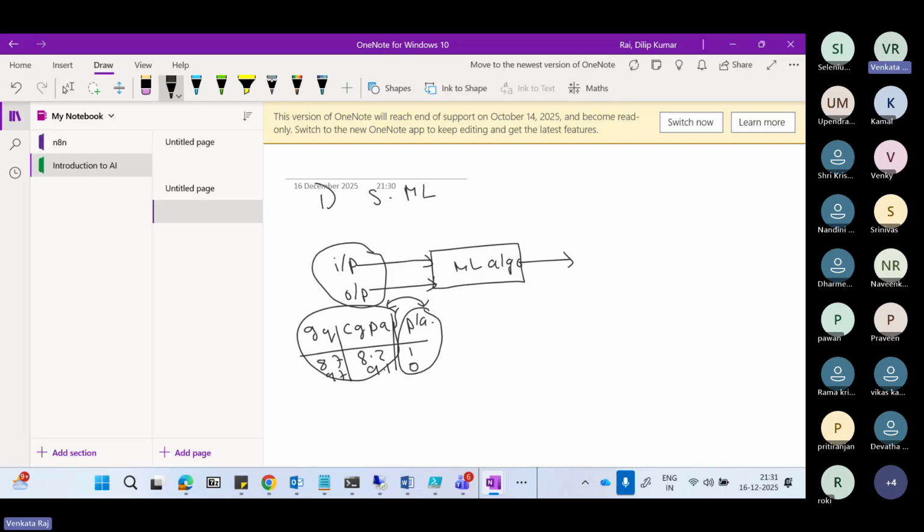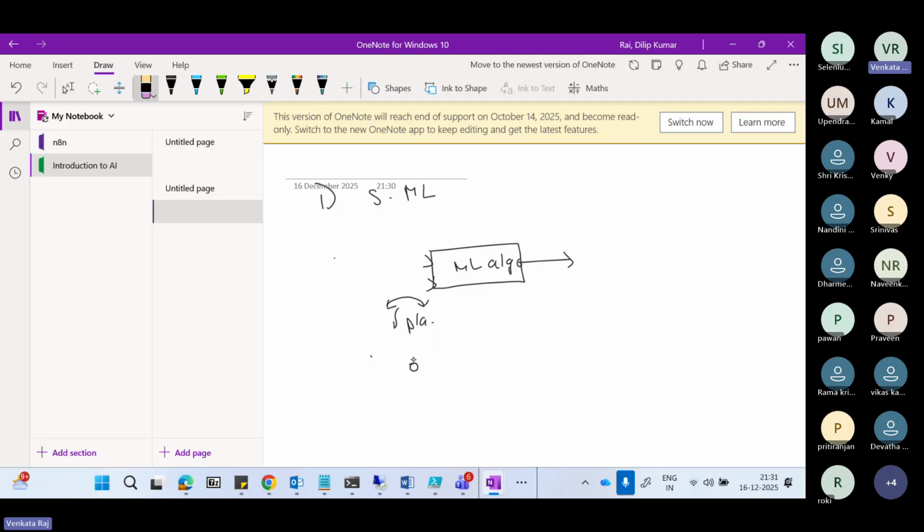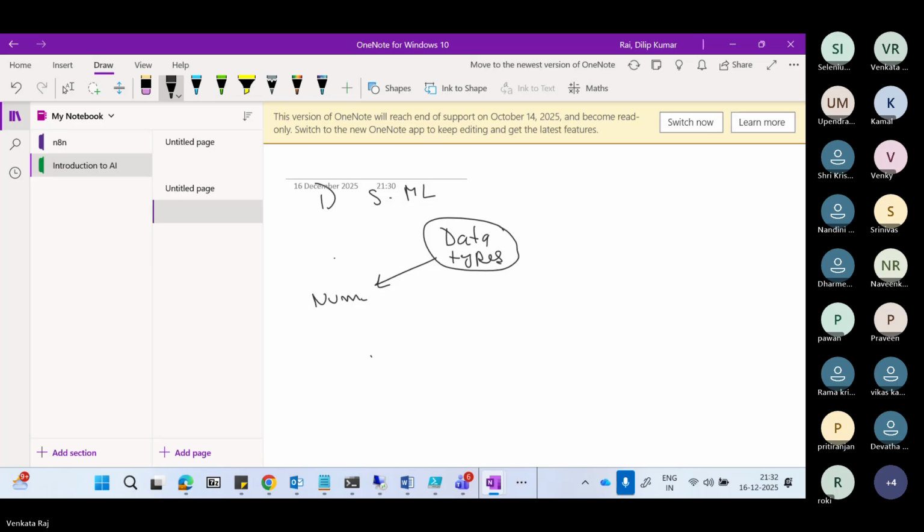Now one very important concept I'll explain to you. In supervised machine learning also we have other types of machine learning. Now what data types are there in machine learning? I'm not talking about integer or string. There are two types of data in machine learning. One is numerical data and the other is categorical data.